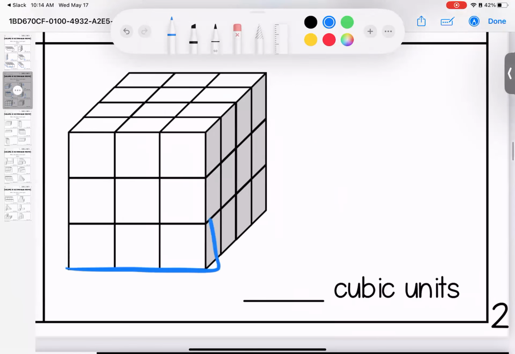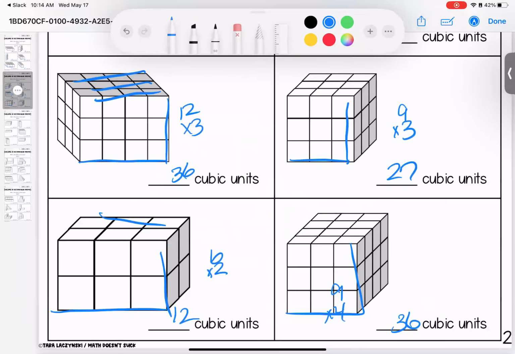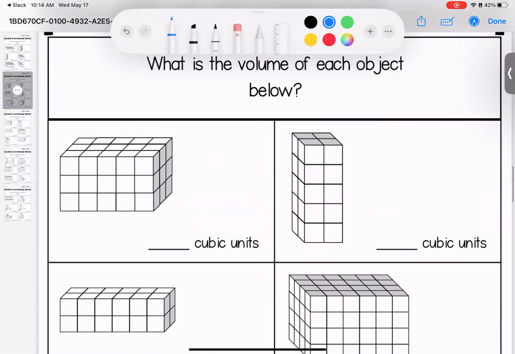And this one is 3 by 3, which is 9. We have 4 layers for 36 cubic inches. Questions on these? Bring them to class.